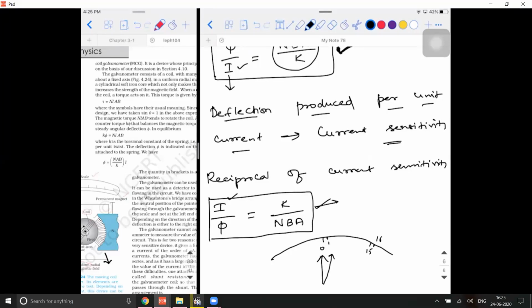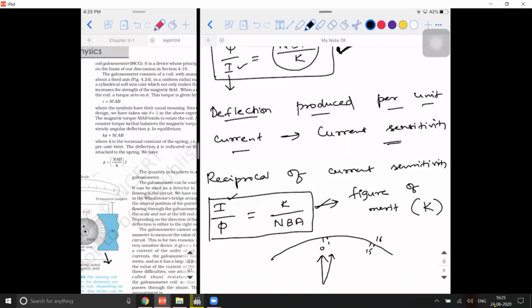It is nothing but, to put it in very simple terms, the reciprocal of current sensitivity. The technical name for it is figure of merit, which is generally represented by the symbol capital K. So the reciprocal of current sensitivity is also called figure of merit. But what is the significance of figure of merit? To produce a deflection of 1 unit, how much current should I pass? If you are able to answer that question, that is the figure of merit.